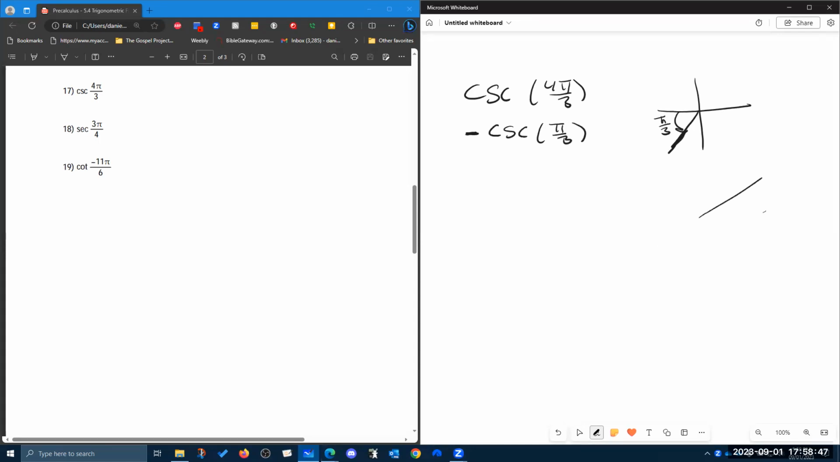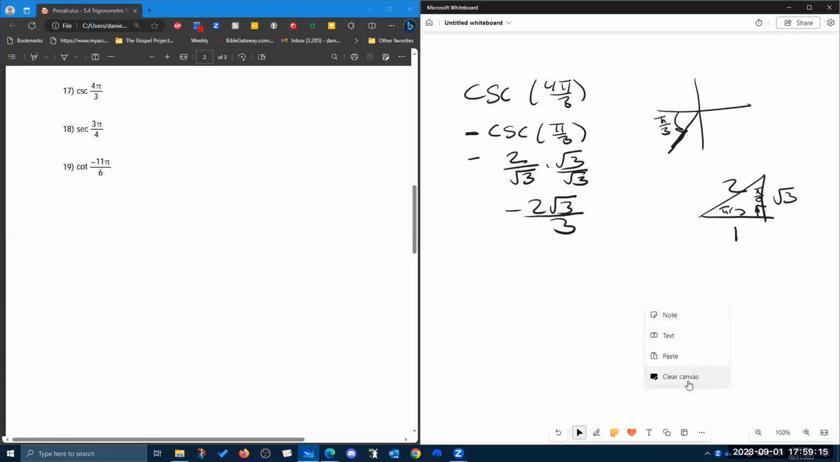And let's look at my reference triangle, pi over 3, pi over 6, pi over 2. This is 1, this is root 3, and this is 2. Cosecant is the reciprocal of sine. So that's 2 over root 3, which we would rationalize and make that negative 2 root 3 over 3.